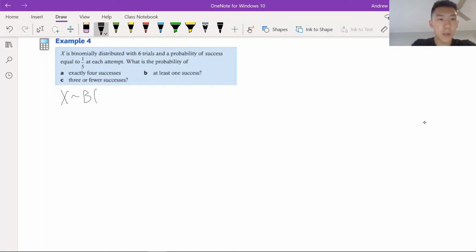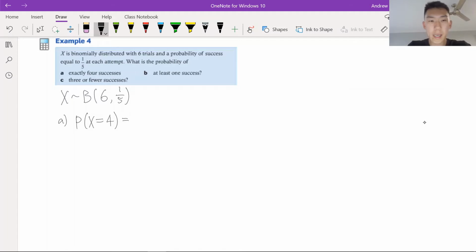X is binomially distributed, so X tilde B. Now, the first number in here is the number of trials, so 6, and the second one is the probability of your success. You can either use a fraction or a decimal, it doesn't really matter. Part A wants exactly 4 successes, so we want the probability that X equals 4.